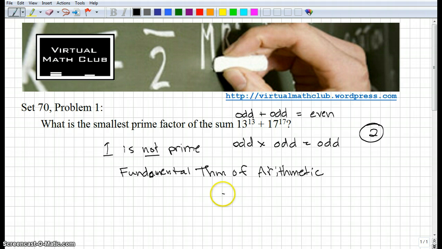So if 1 were defined to be prime, then we could take a number like 14. Now its prime factors are 2 and 7. But if 1 were also prime, we could say 1 times 2 times 7, or 1 times 1 times 2 times 7, or 1 times 1 times 1 times 1 times 1 times 2 times 7. So we wouldn't get a unique prime factorization if 1 was prime. So, to make our life easy, we define 1 not to be prime. Okay? So, the smallest prime factor that divides the sum is 2.